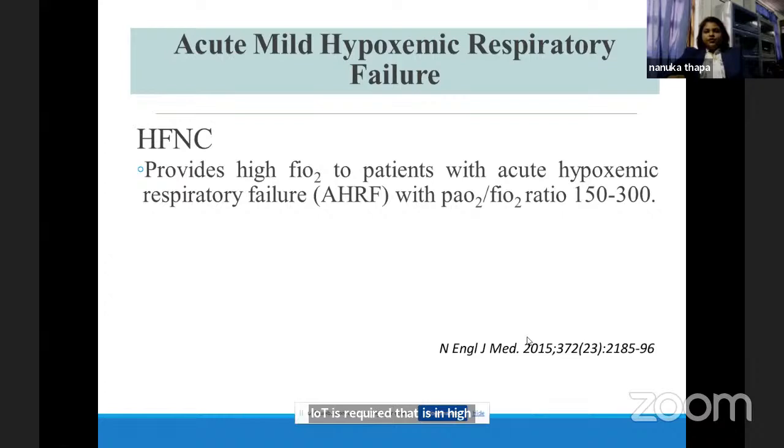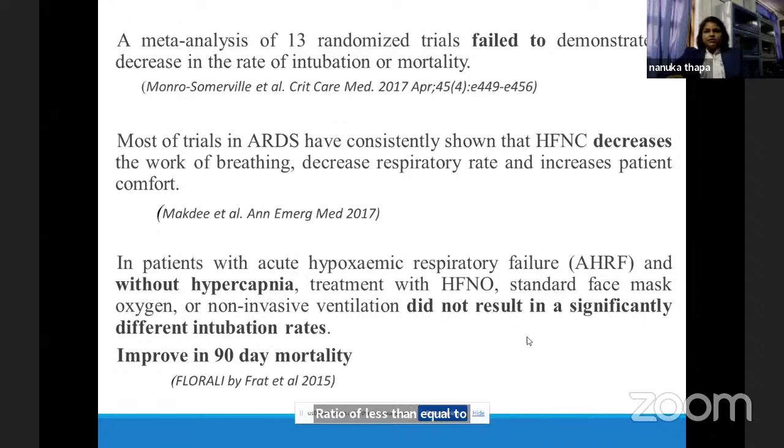So HFNC provides high FiO2 to patients with acute hypoxemic respiratory failure with a PF ratio of less than or equal to the range of 150 to 100. But meta-analyses have failed to demonstrate a decrease in the rate of intubation or mortality with HFNC. Again, there are trials in ARDS which have shown a decrease in the work of breathing, a decrease in the respiratory rate, and an increase in patient comfort with HFNC use.